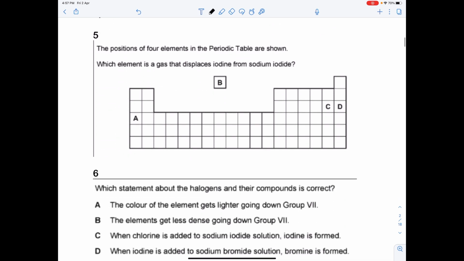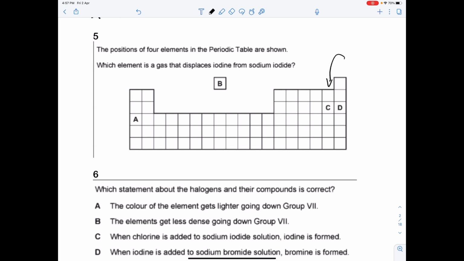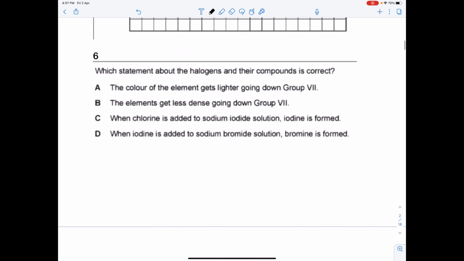The positions of 4 elements in the periodic table are shown. Which element is a gas that displaces iodine from sodium iodide? So it has to be group 7 because we're talking about the halogen displacement reactions. The only one it can be is C. And of course C we know is chlorine because we can look on the periodic table that we have in front of us.